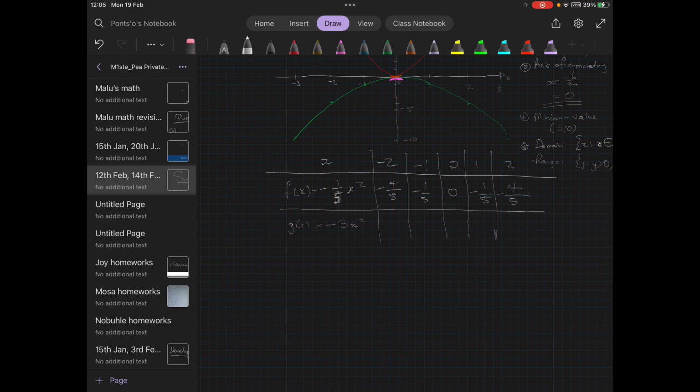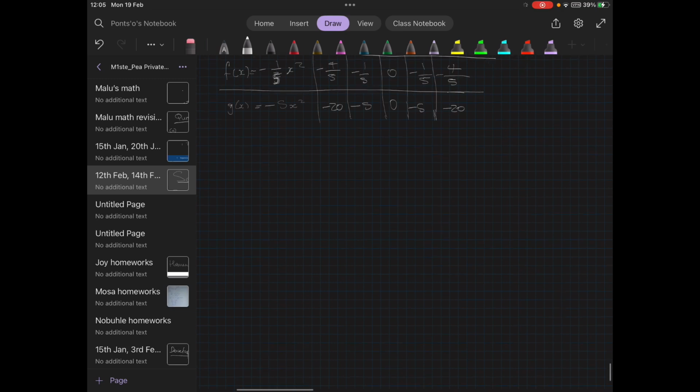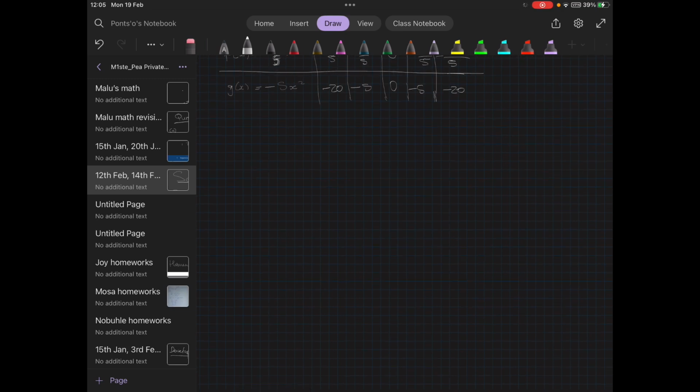We can substitute similarly with k of x or g of x in this case. And then we have negative 2 squared, that's negative 20. Negative 1 squared, that's 1 times negative 5 is negative 5. Then we also have 0 there, and negative 5, negative 20. All right, so we can draw our graph.